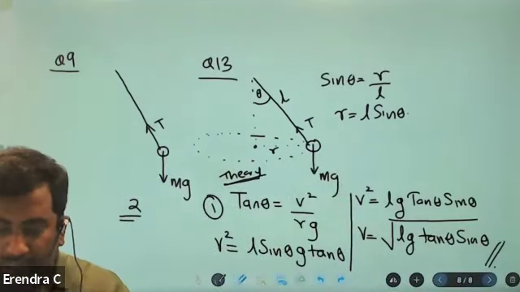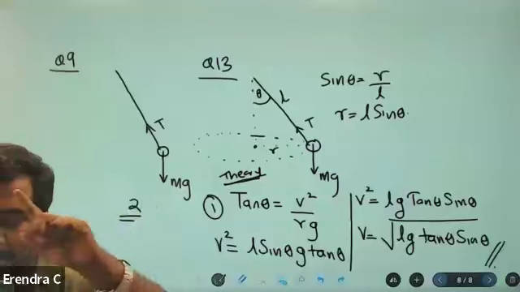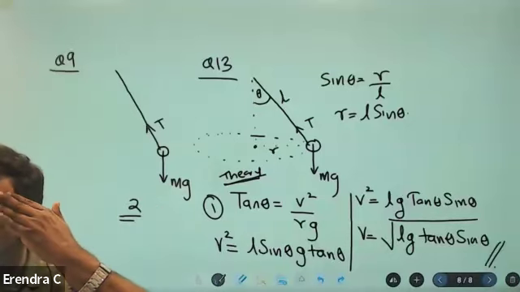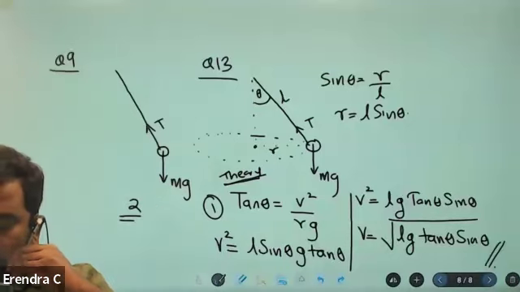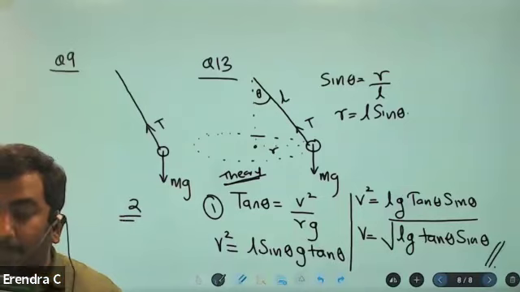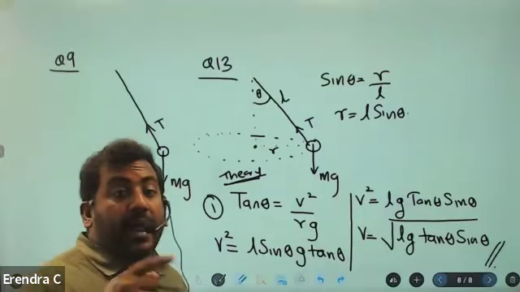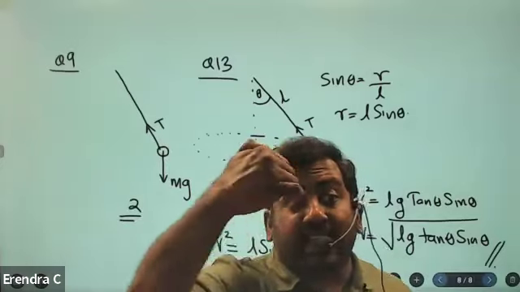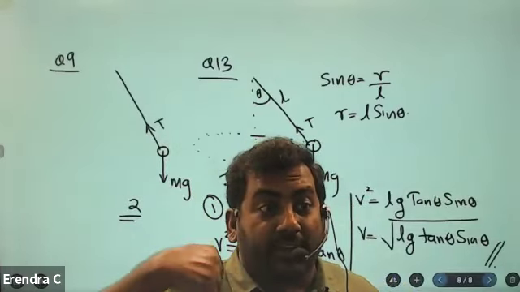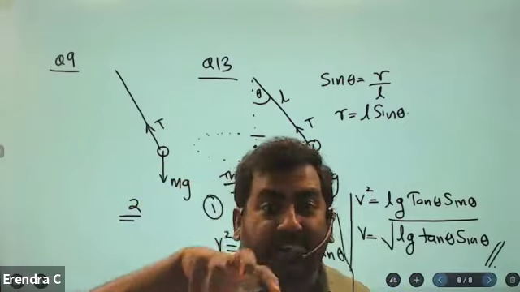Question number 14. Earth rotates with different angular velocity. For an object placed on the Earth's equator, what velocity should the point possess to make the apparent weight 0? What do you mean by apparent weight? When you are inside a lift, I told you, the normal reaction acting on you is called what? Apparent weight.